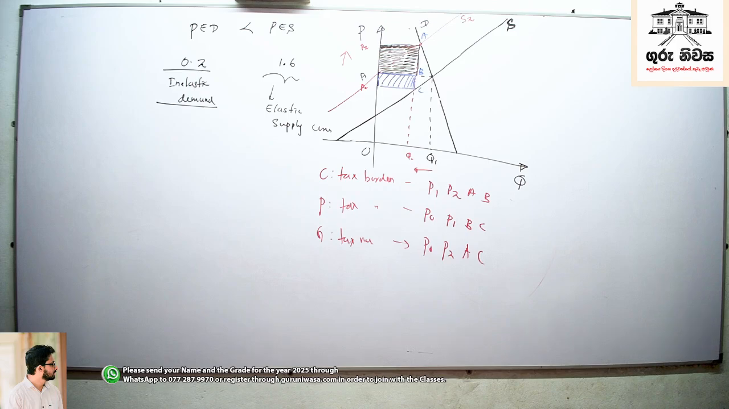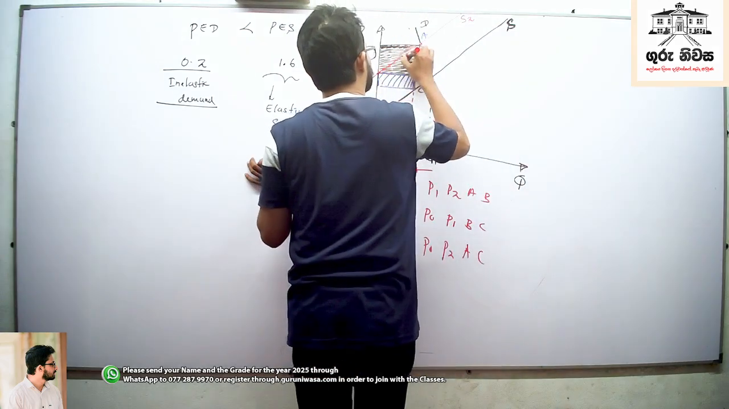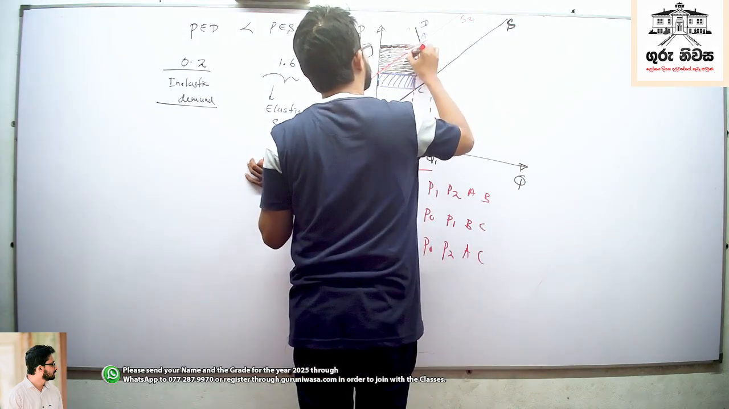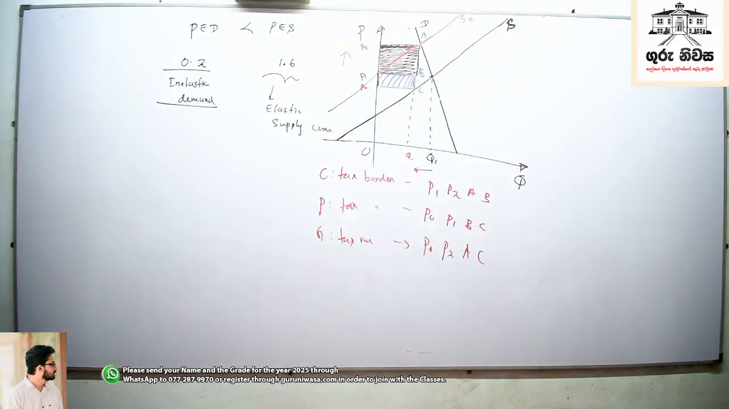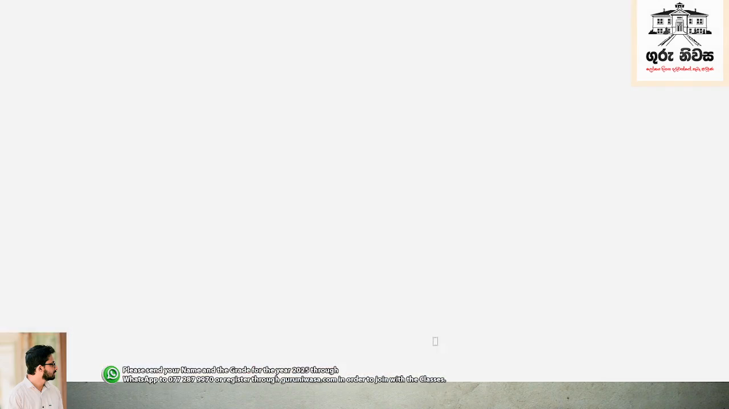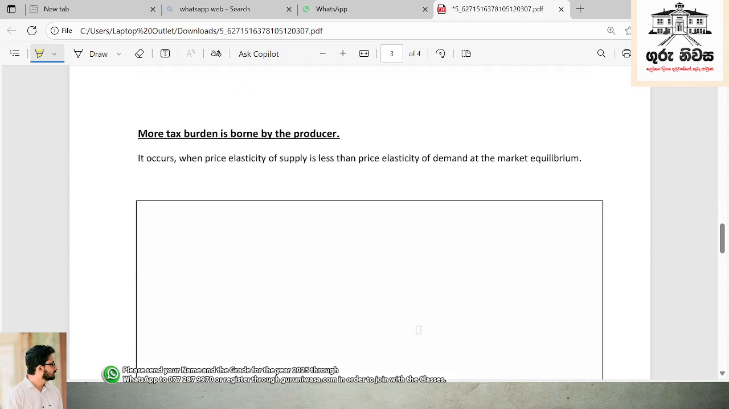This new supply curve is a bit unclear. This is the new supply curve. Okay, then we have completed 3 categories. Then the next one: more tax burden is borne by the consumer.